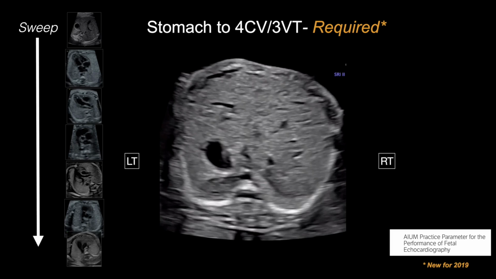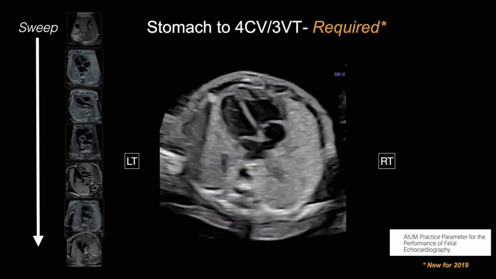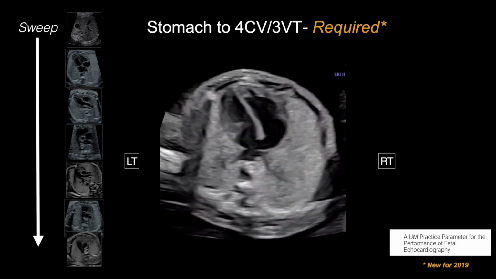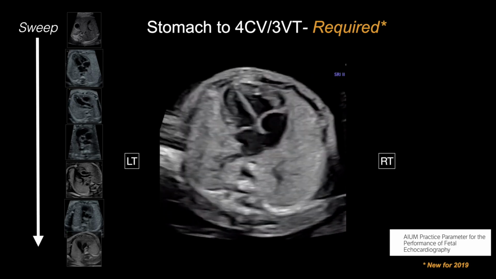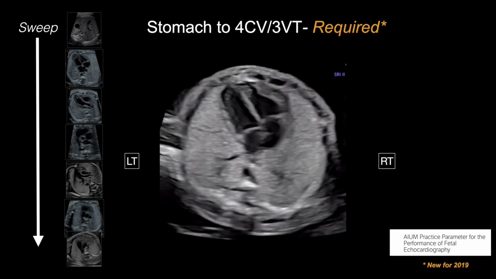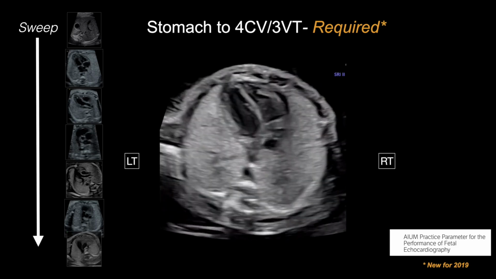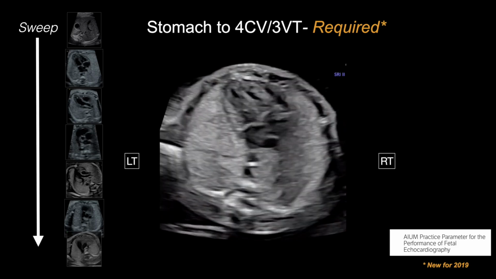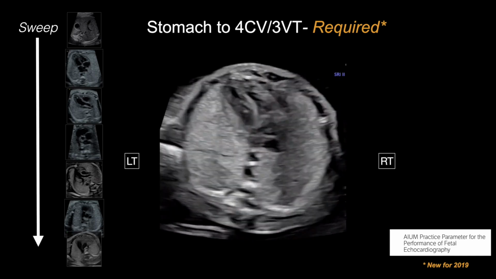And so one of the new requirements in the guidelines is to acquire a sweep. And basically what this is going to show us, if we start at the level of the stomach and sweep all the way up to the 3-vessel trachea view, we're documenting that the stomach and the heart are on the same side. We're even able to see crossing as well as the great vessels in one simple sweep. So we go all the way from the stomach and just keep sweeping up into the level of the 3-vessel trachea view. And really with this one sweep alone, you get a good sense of whether or not you're looking at a normal or an abnormal heart. So I think this is a really nice addition to the guidelines.